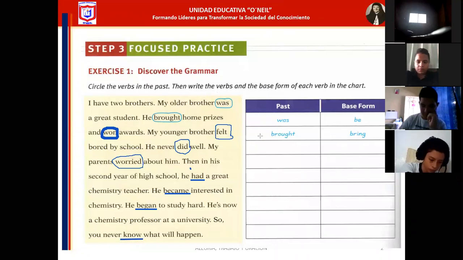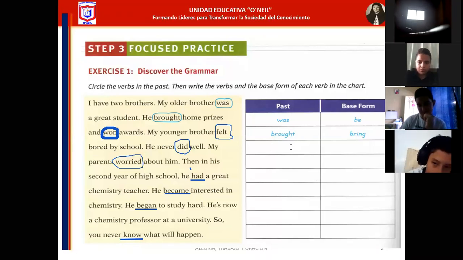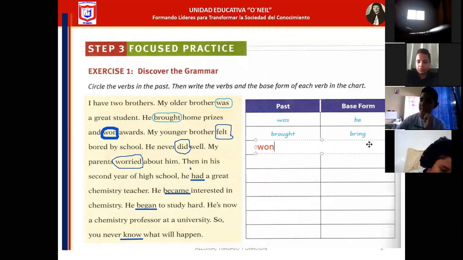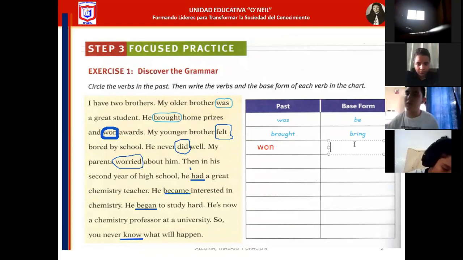Okay, now let's complete the chart of the past tense of this verb. I write here in past, won, es el pasado, won. ¿Y cuál será in base form? What is the base form of won? El que sabe, enciende el micrófono y dice la respuesta. Where is the base form? Repeat, please.